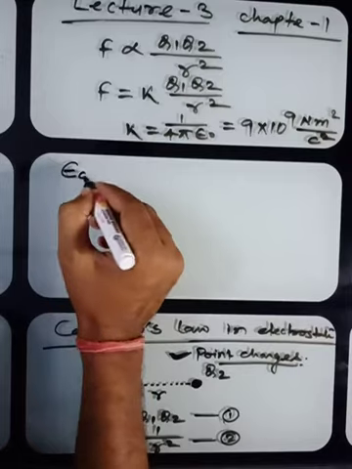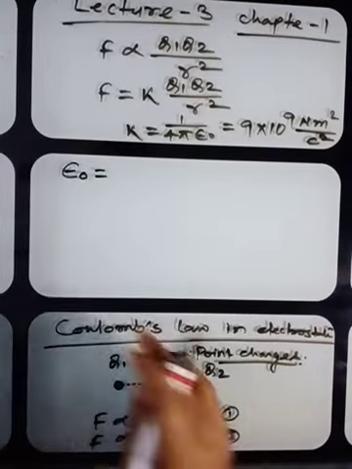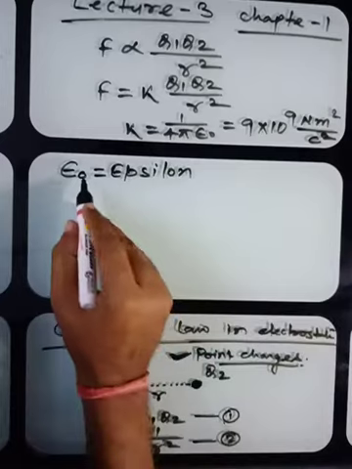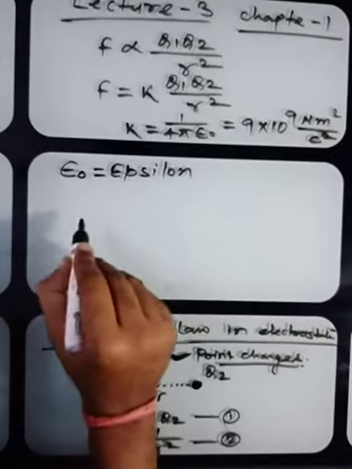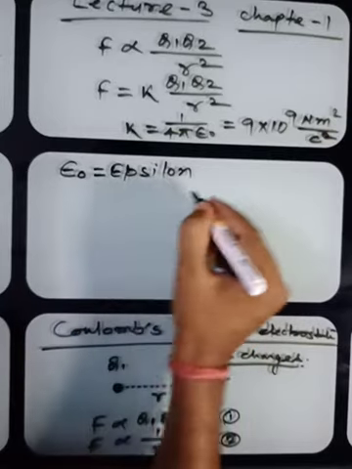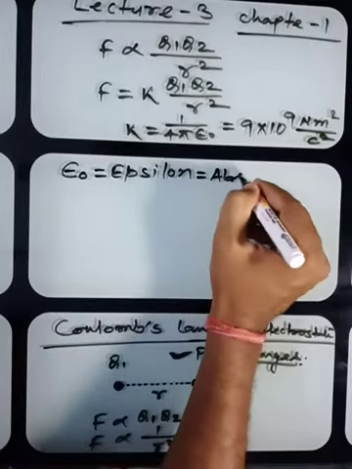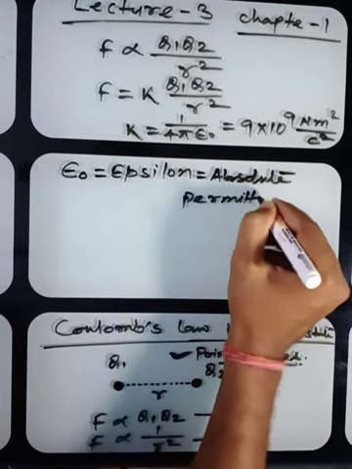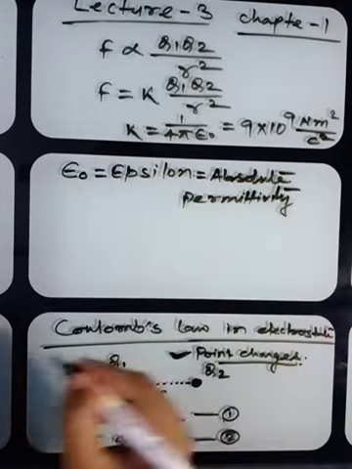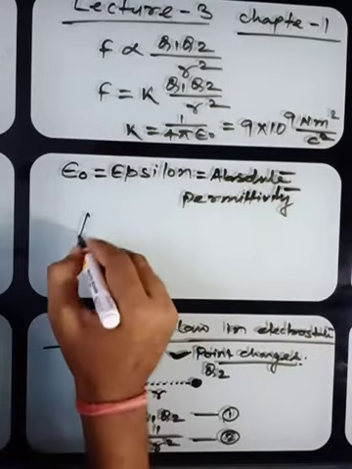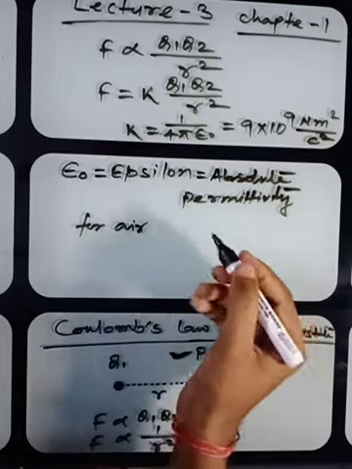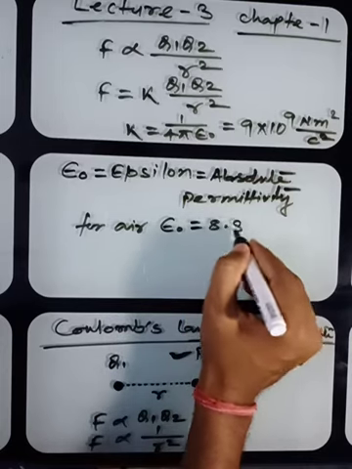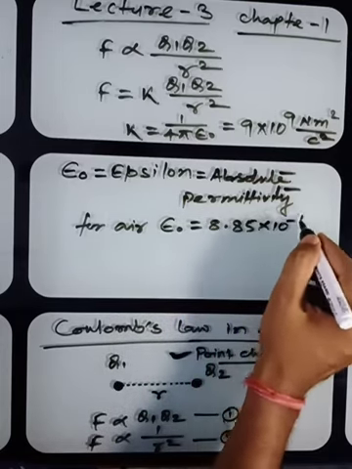Here epsilon naught, epsilon with the naught representing the absolute value, is called the absolute permittivity. For air or vacuum, this value is 8.85 into 10 to the power minus 12.